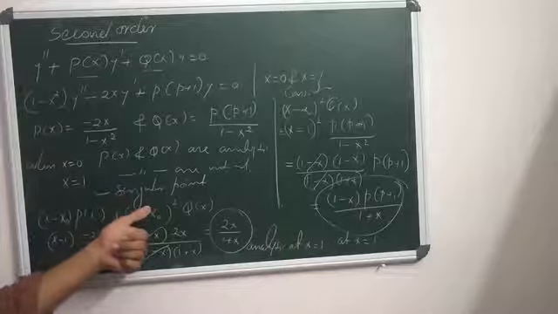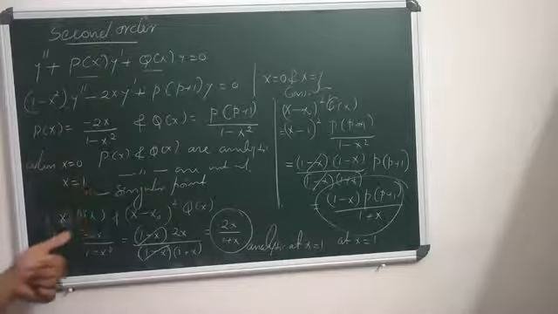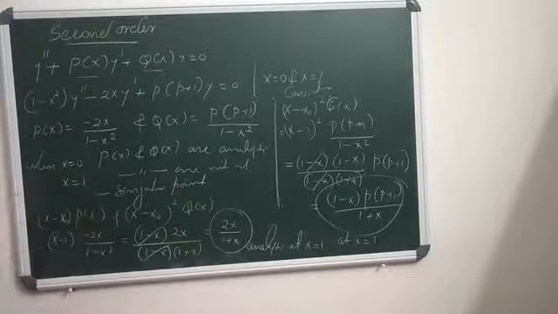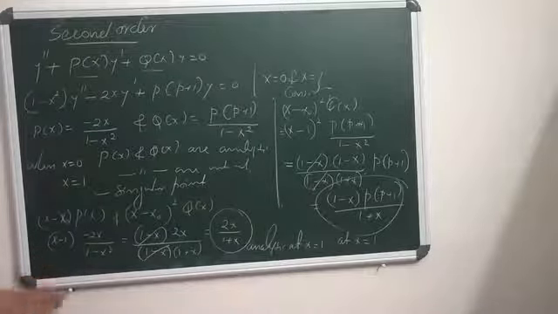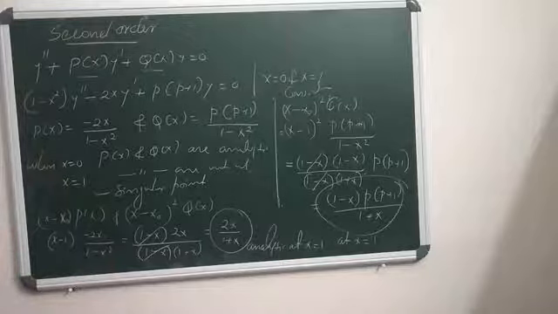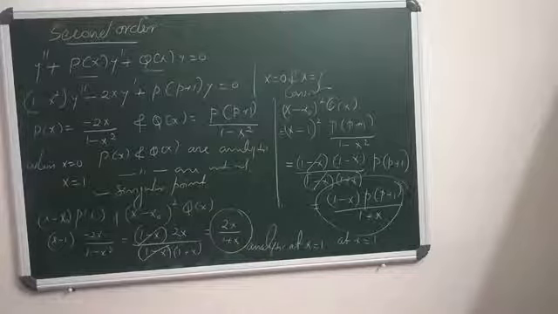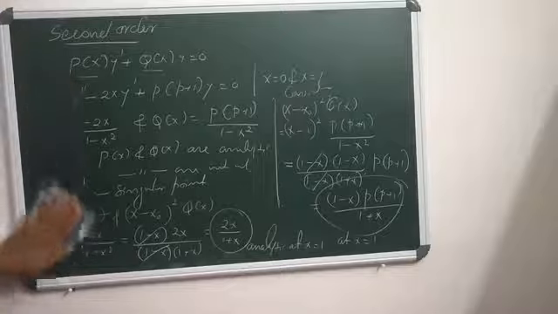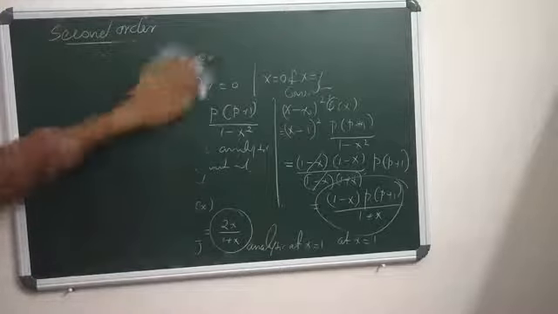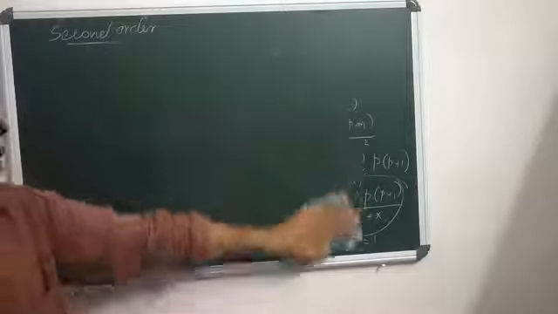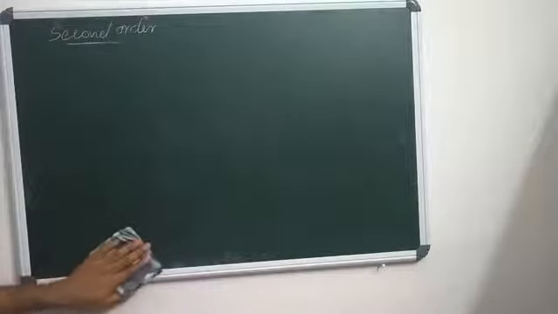Since x equals 1 is a singular point, we consider the nature of this singularity. Is it regular or irregular? Then we come to this process. It is (x minus x naught), meaning (x minus 1) p of x and (x minus 1) whole square q of x. Both are analytic at x equals 1. So immediately we can conclude that x equals 1 is a regular singular point. So this is the behavior of the solution of the second order differential equation.